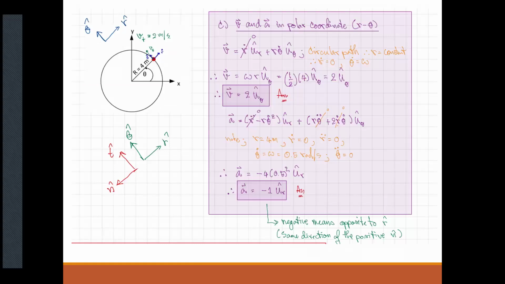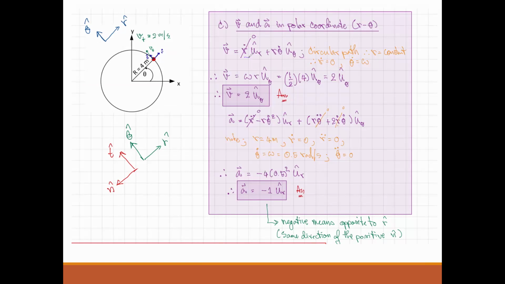So according to velocity, for the circular path in polar coordinates, it has two components, V_r and V_theta. V_r represents r dot, and V_theta is r theta dot. But because r is constant, r dot becomes 0. So you will find that the velocity becomes just one component, in the theta direction.